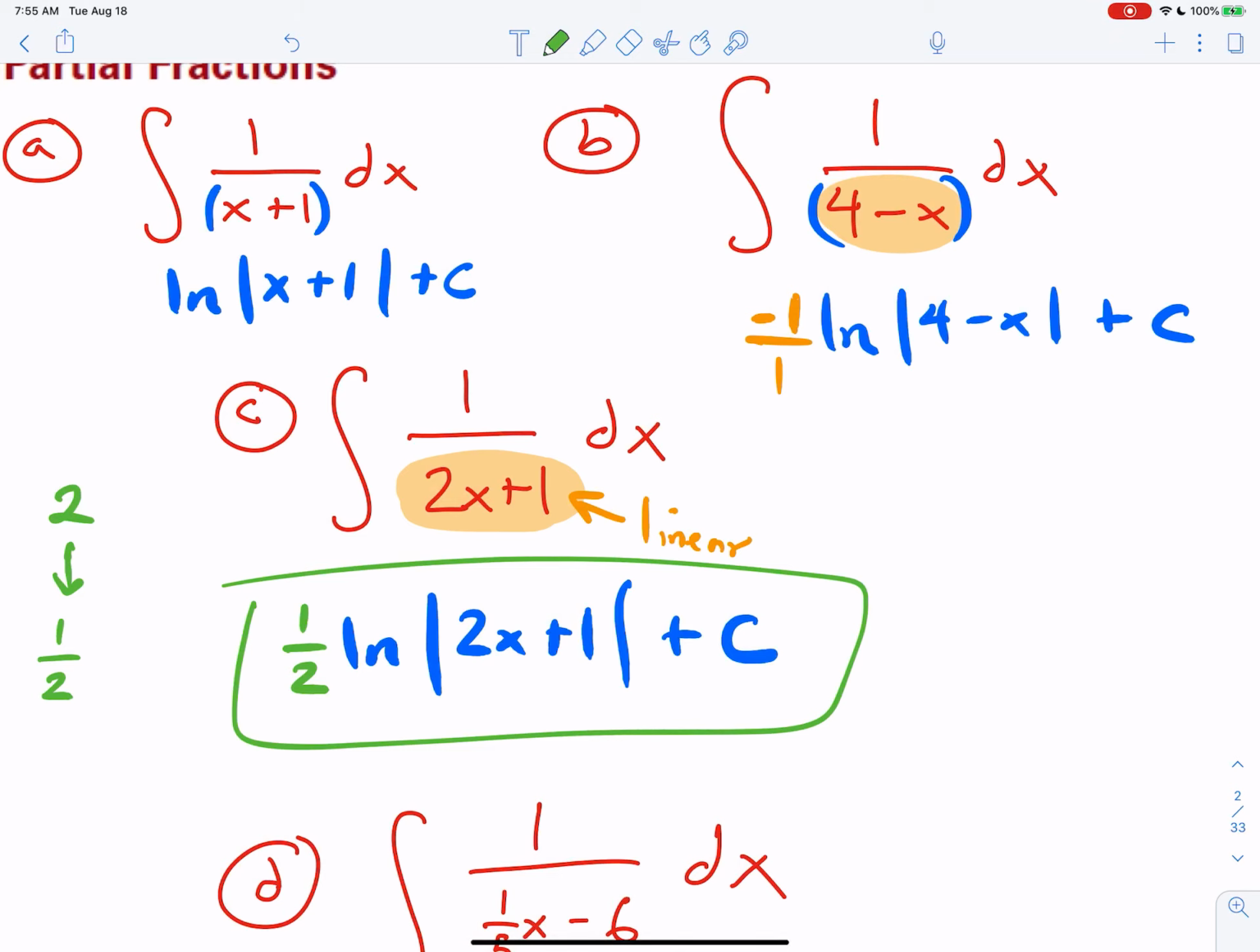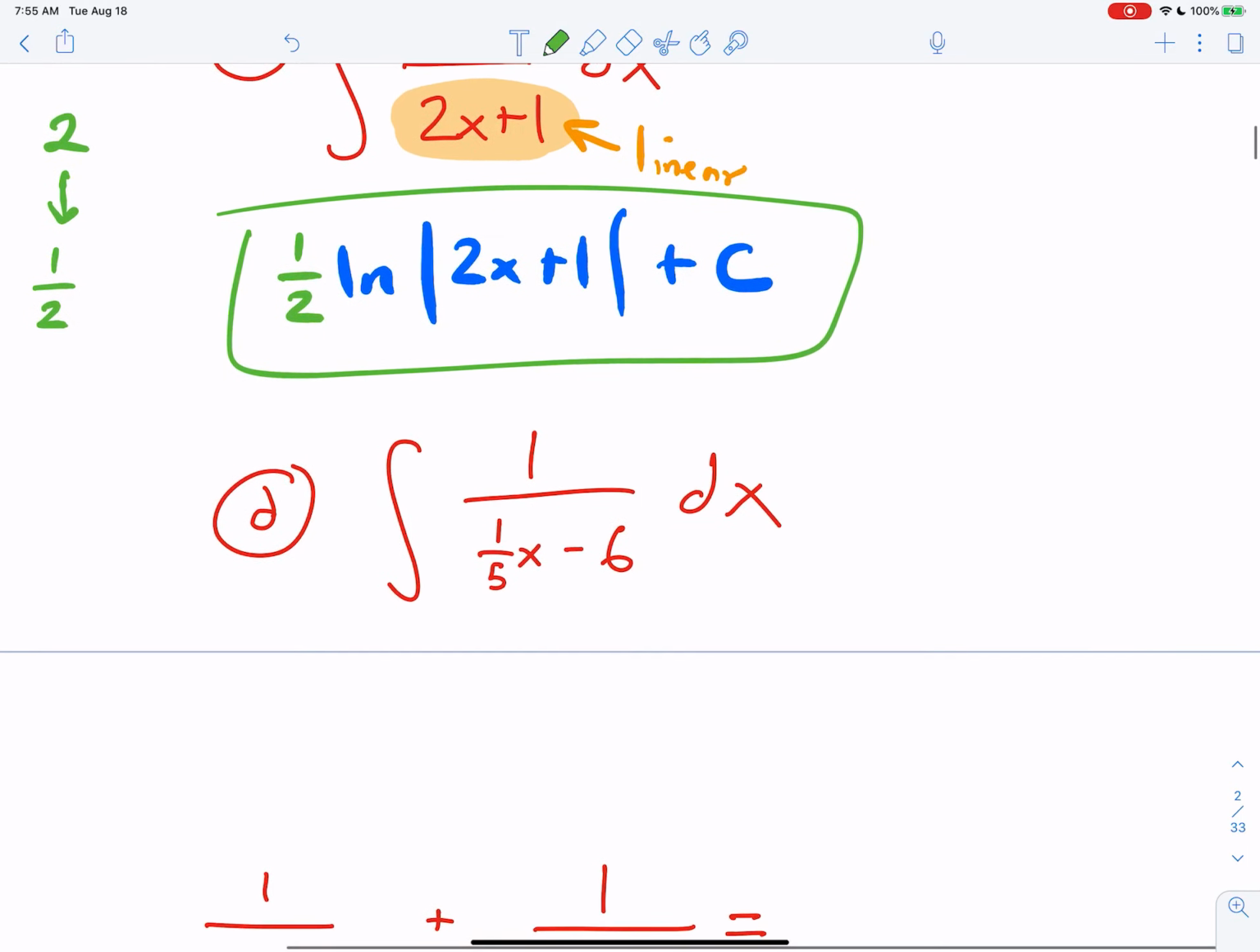Okay. Let's do one more. I think one more ought to do it. Here's part D. Go ahead and write that down. The integral of 1 over 1/5 x minus 6 dx.